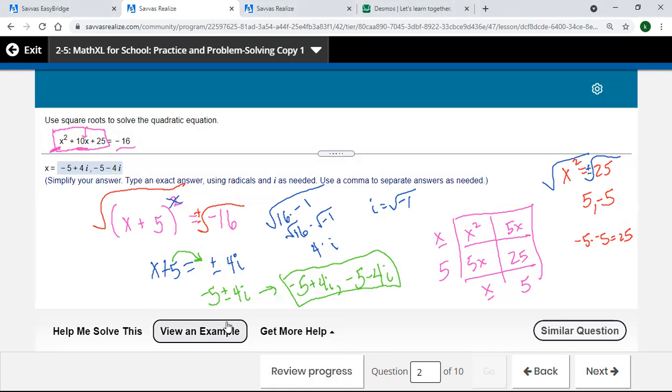Excellent. If you need more help, remember the view and example on the bottom. You can always YouTube solving quadratics with imaginary solutions or complex solutions. The i part is imaginary. And when you add on an imaginary and a real part like we had in this problem, because we had both a real part here and an imaginary part here together, that makes it a complex number is what that's called.